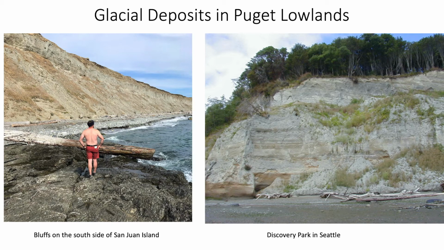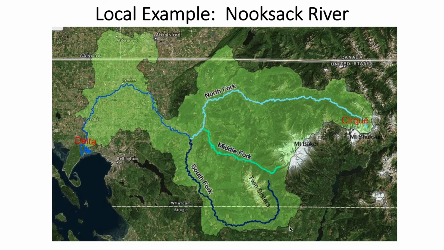With post-glacial rebound, these deposits are often exposed, and you can find examples right here in Bellingham Bay, San Juan Islands, and all the way to Seattle and Tacoma. The image on the left is of a bluff on the south side of San Juan Island, and the image on the right is from a park in Seattle. You can see distinctly stratified layers of clay and silt and sand in there.